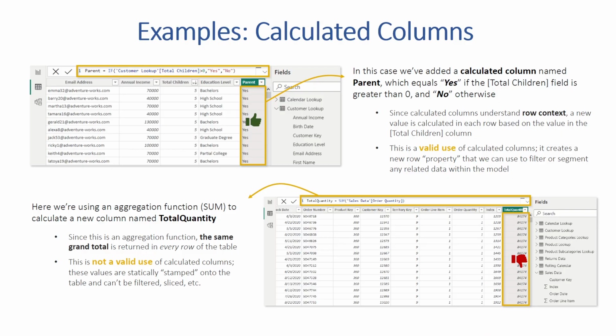Let's take another example. Why is a measure required? Why not a calculated column? If you use a calculated column in this case, what is happening? Let's take the example. The example is here.